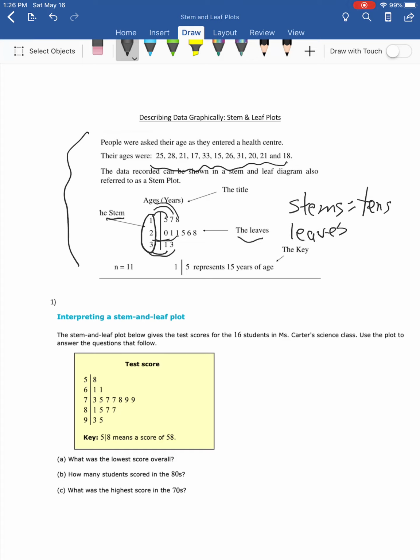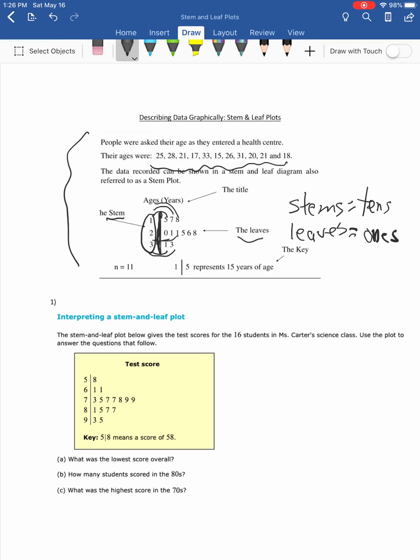okay, the stems are the left part of this bar that separates them. So the stems are the 1, 2, and 3, and the leaves are everything on the right. So the stems represent tens, the leaves represent ones. Okay, so it's just a more compact way of representing a data set.